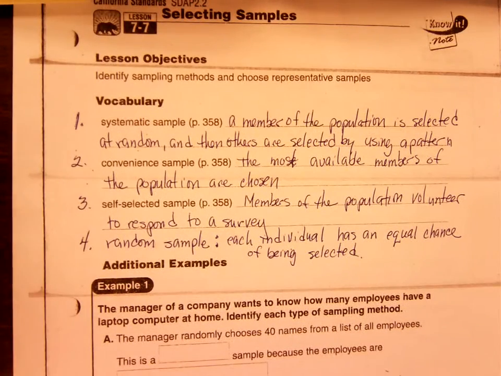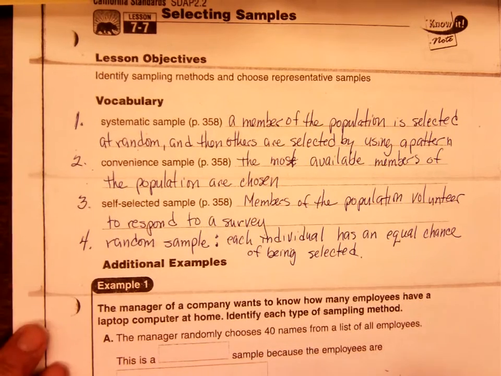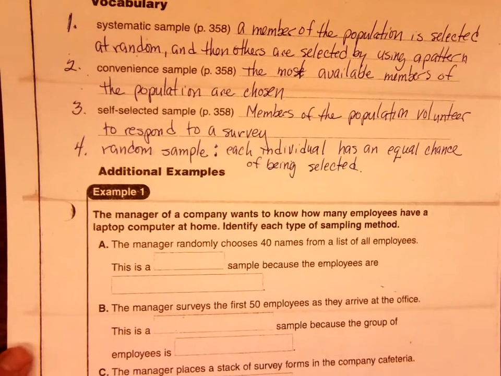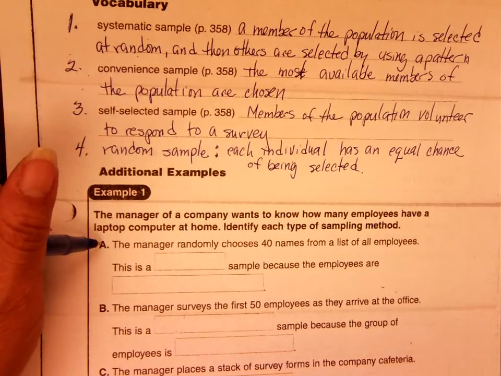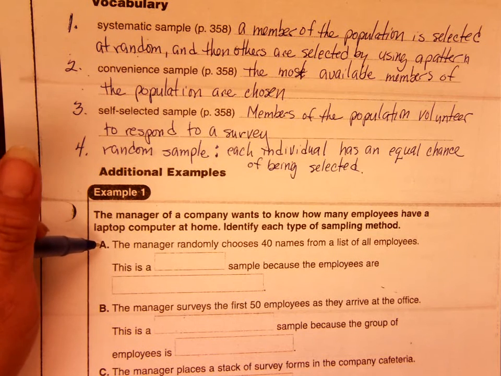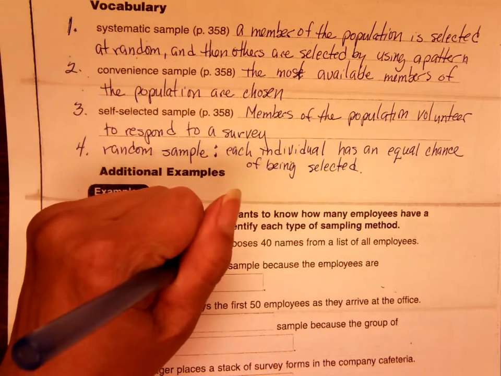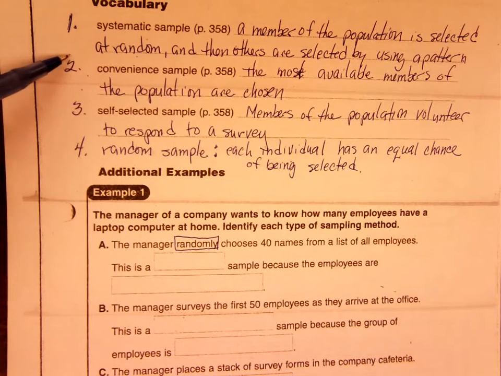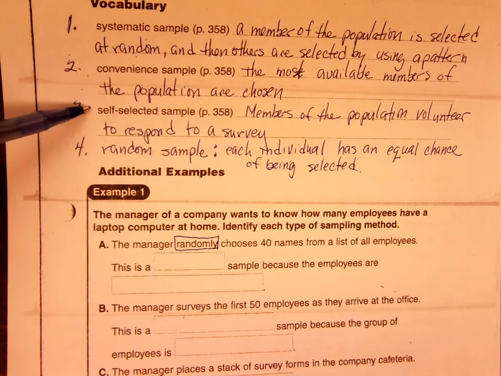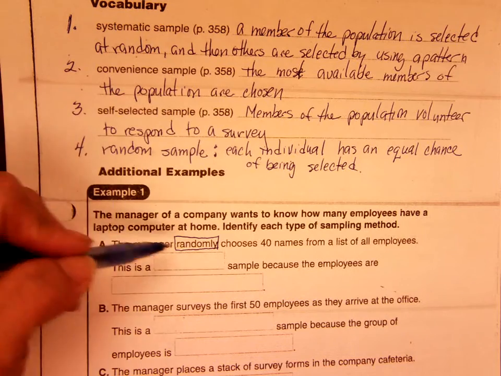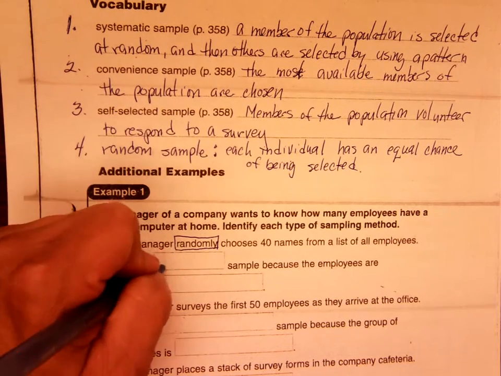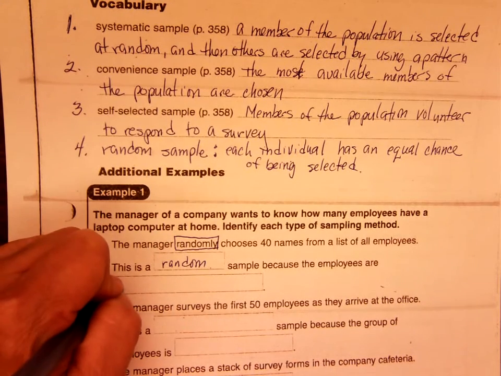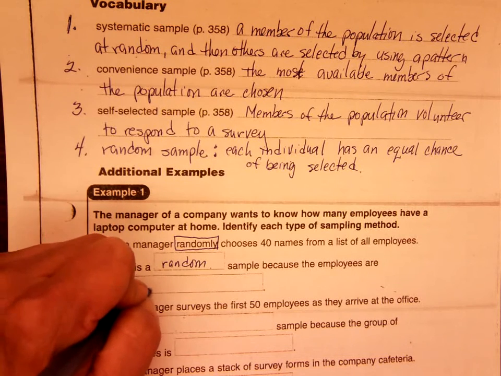So let's look at an additional example. The manager of the company wants to know how many employees have a laptop computer at home. Identify each type of sampling method. So the manager randomly chooses 4 names from a list of all employees. Here is your key word, randomly. If it's randomly, look at your four choices that you have. You have systemic, convenience, self-selected, and random sample. So randomly tells you it's random. So this is a random sample because employees are chosen randomly.